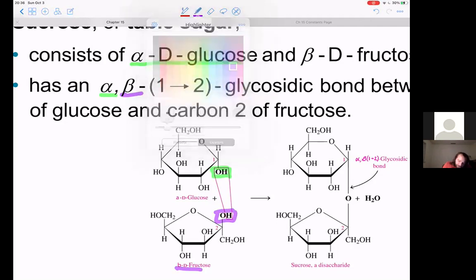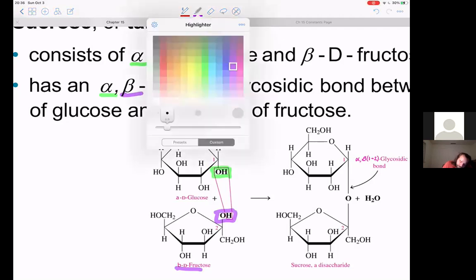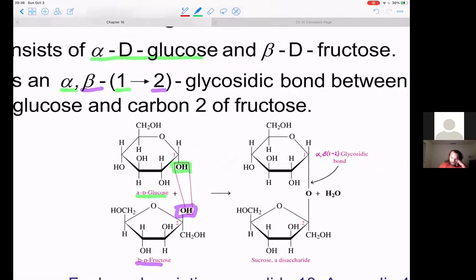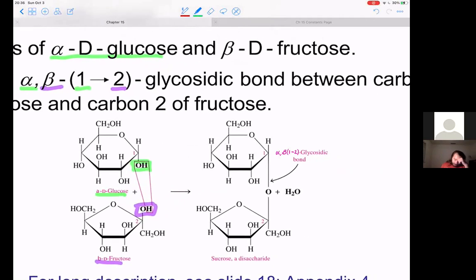And remember, because fructose is a ketose, the anomeric carbon is actually carbon 2, not carbon 1, like it is in our aldoses. Okay, so this is an example of the alpha beta 1,2 glycosidic bond for sucrose.